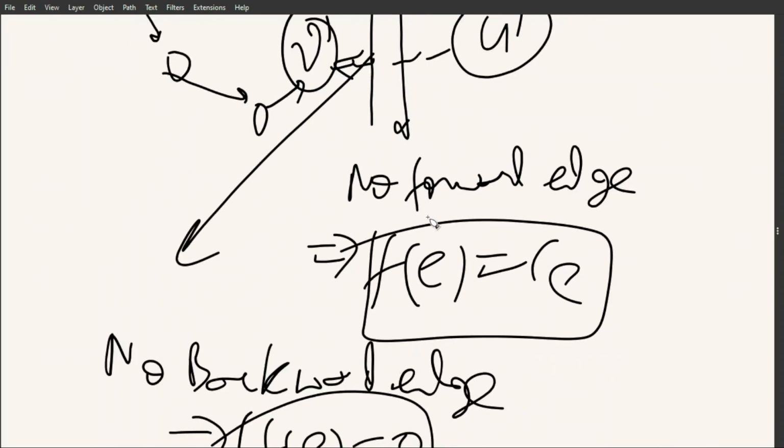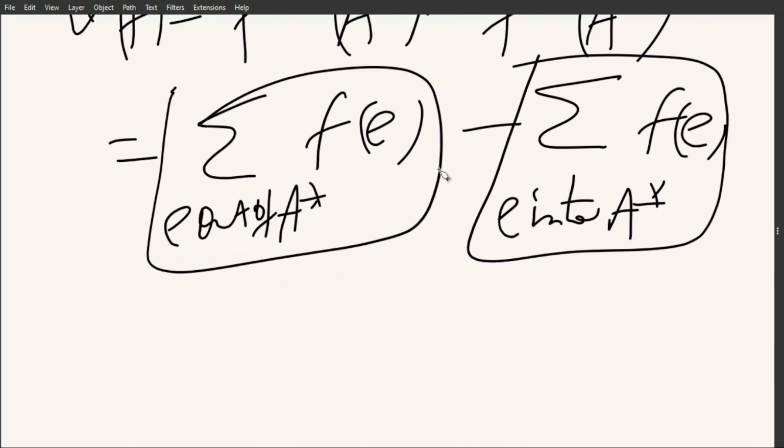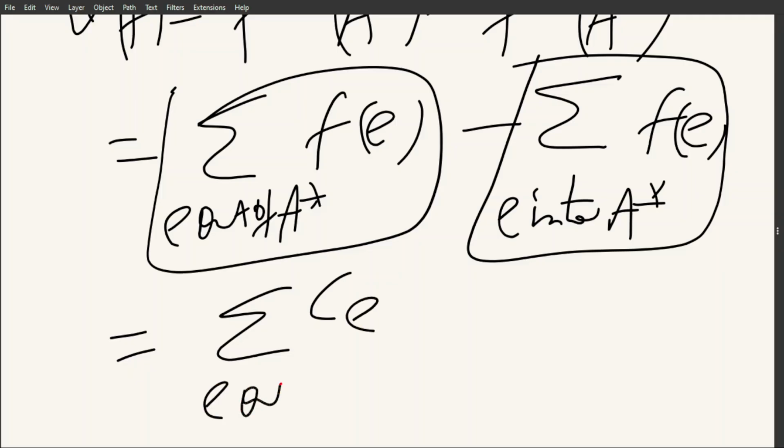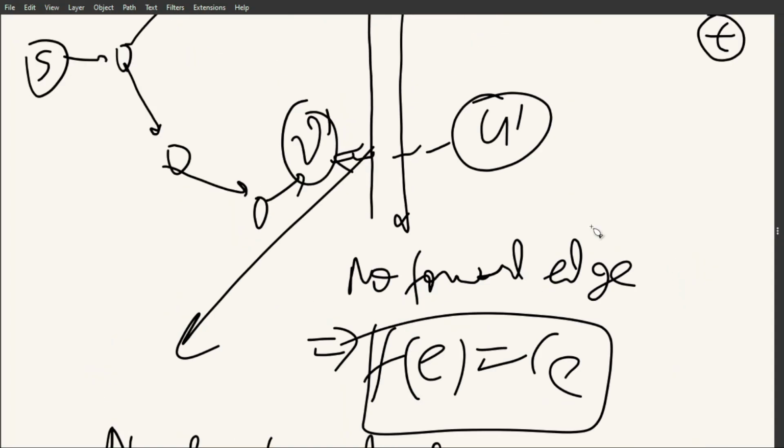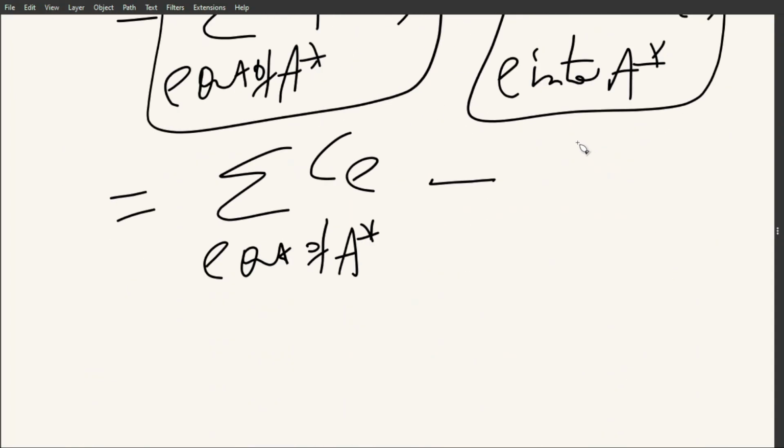what is the value of the flow? The flow on such an edge is the same as its capacity. So the first term becomes the sum of all c(e) for e out of A star, and the second term is 0, so there is no contribution from the second term. For incoming edges the flow is 0, so minus 0. So this is exactly the definition of the capacity of the cut A star, B star.